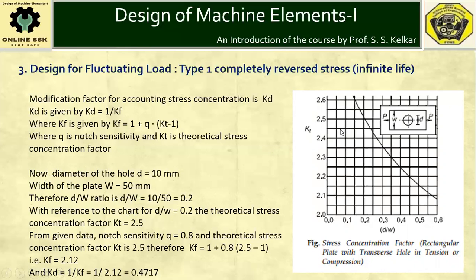So the Kt value can be read from this graph, and for this particular case the value of Kt is 2.5. You can read here the d upon W ratio is 0.2, and for d upon W equal to 0.2, the value of Kt is 2.5. Now we have with us the value of Kt as 2.5, and the value of q as specified in the problem statement, 0.8. So using the values of q and Kt in the formula, one can calculate Kf. Kf in this particular case happens to be equal to 2.12.